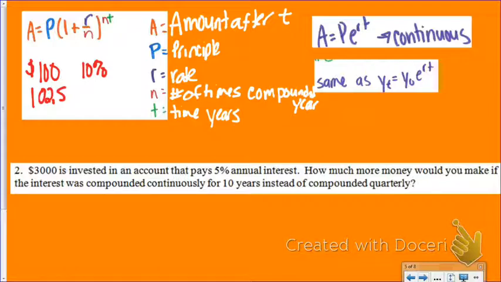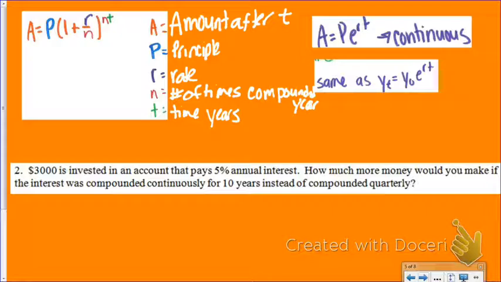So the more often your interest gets added in, the more money you're going to have. And with a small amount of money in a short period of time with a low percent, it's probably not going to make a large difference. But if you have a larger principal, more time, a higher rate, it actually can make a bit of a difference.